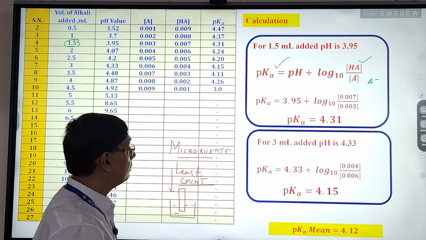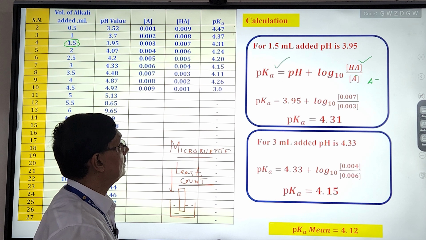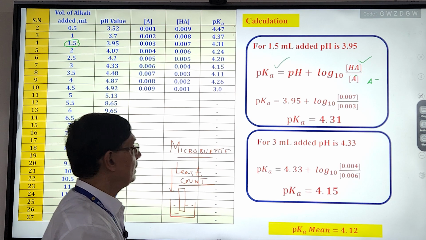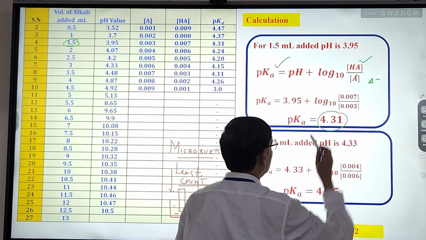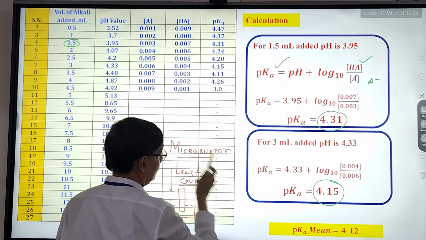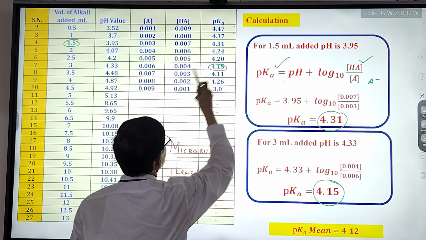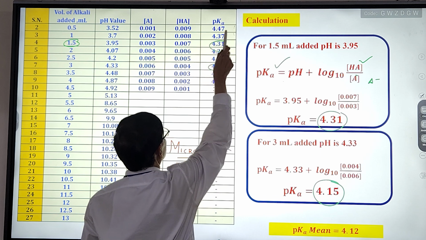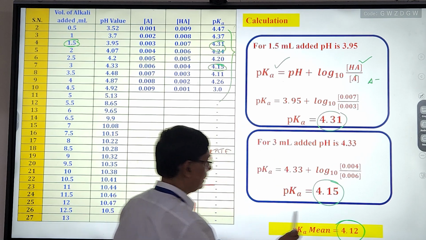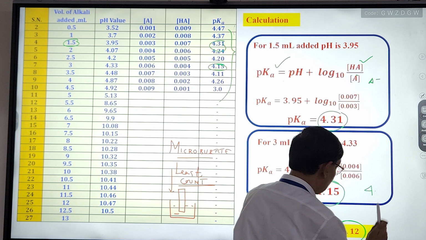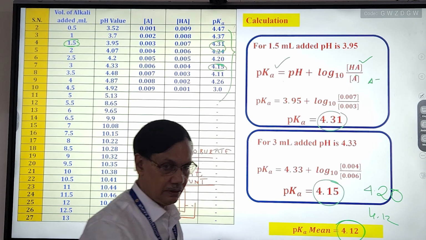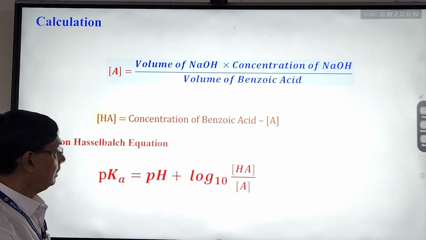I think for HA, suppose the total concentration is 0.01 minus A. So we'll get the value, in some cases 4.31. In some cases I am getting values of 4.15, like that. You see these things. In some cases it is 4.31 and taking the average value is 4.12. Yes, graphical method is 4.20 and calculation is 4.18. So by that method you can calculate, along with the graphical method.